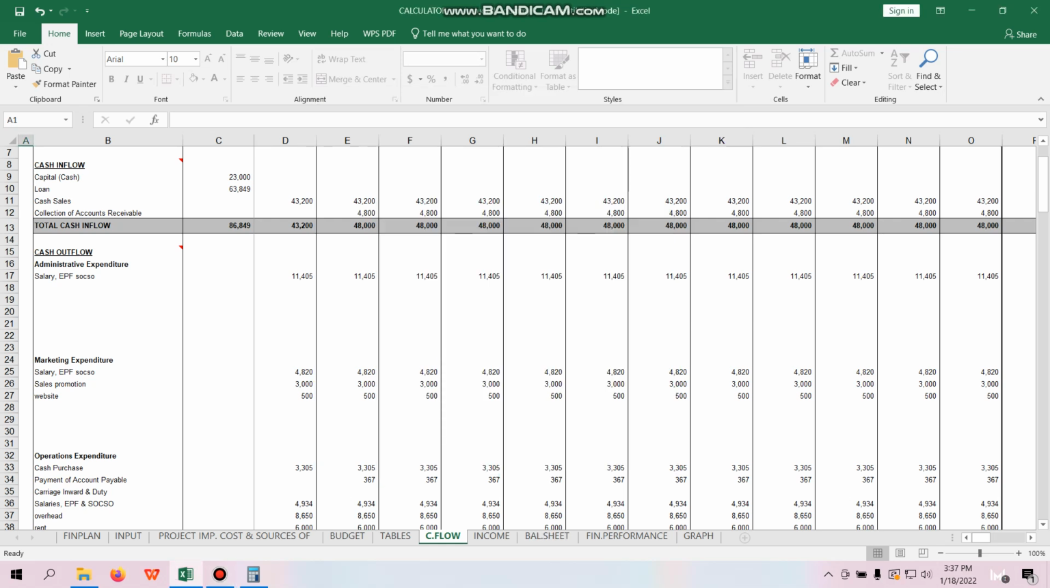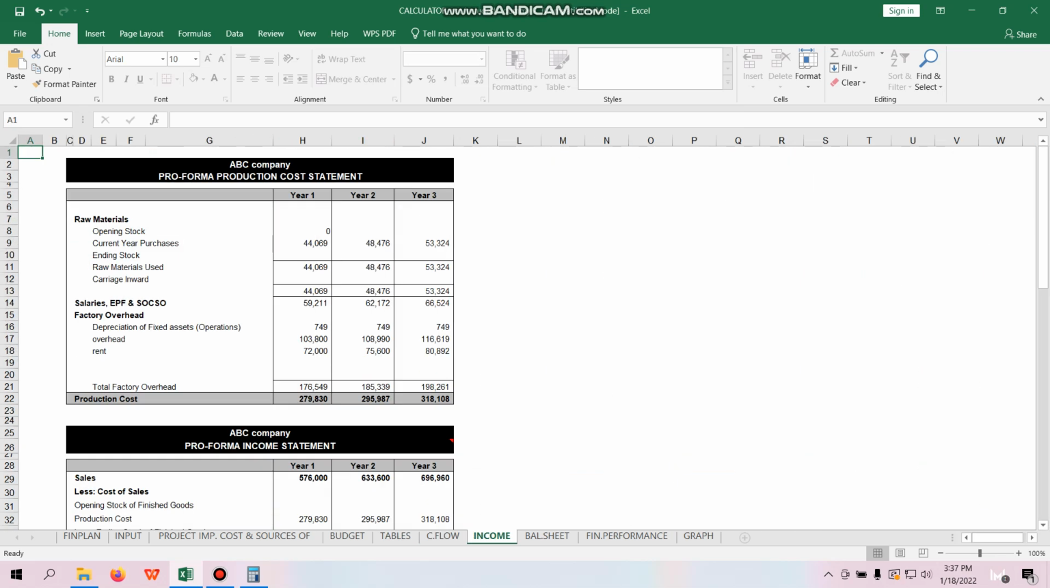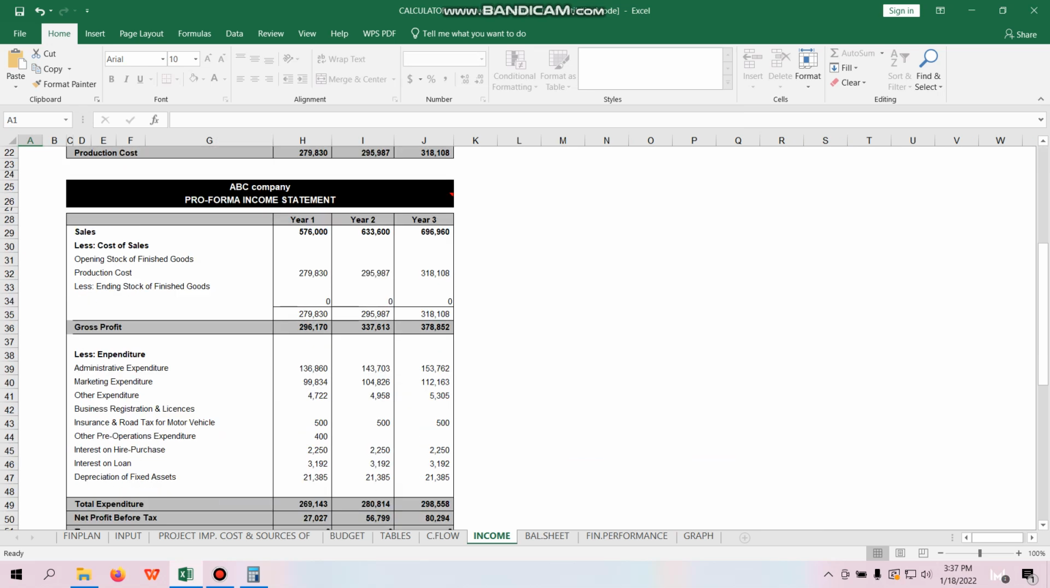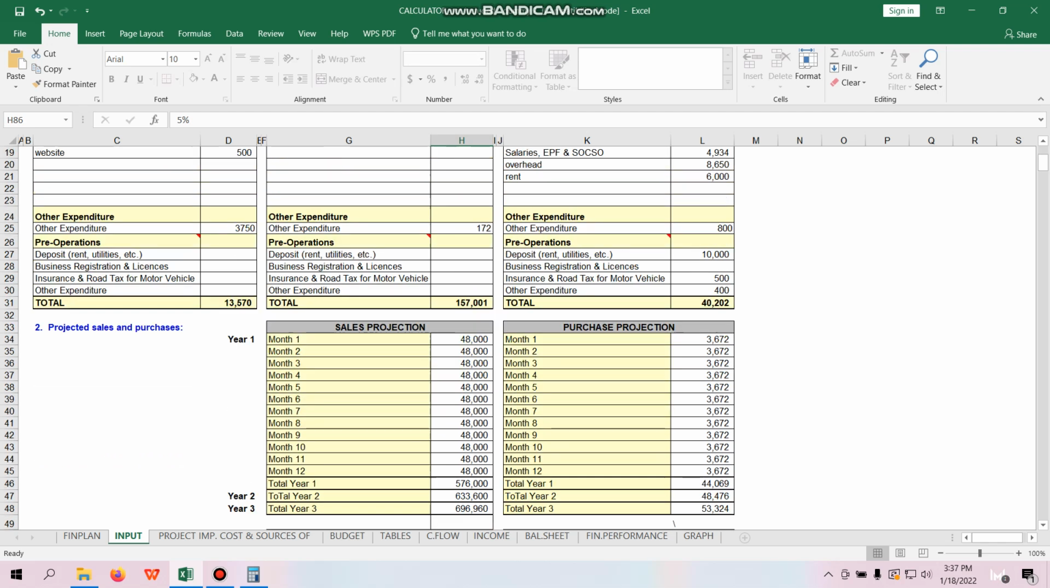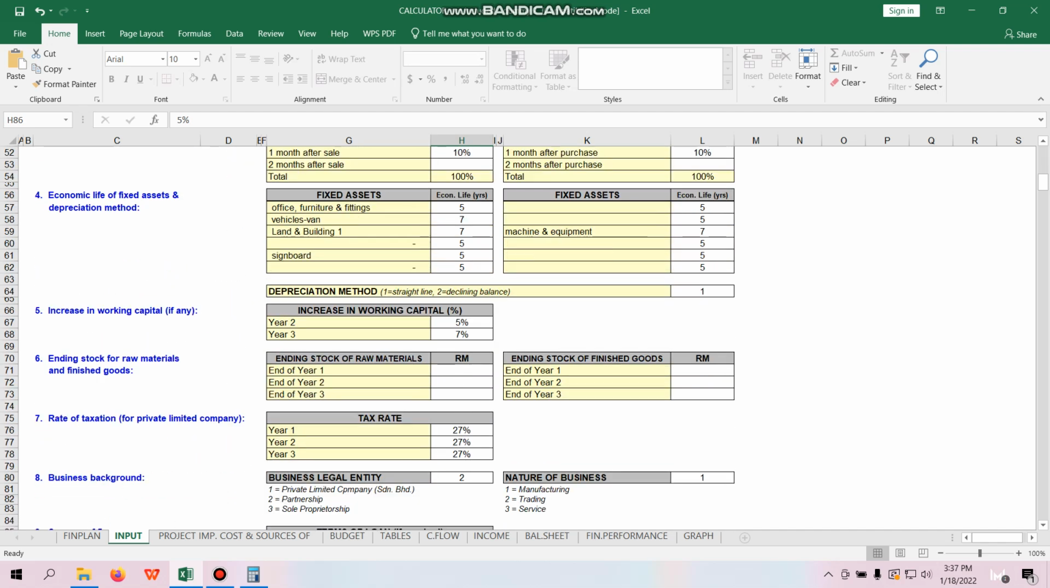Okay, the last few things that I want to show you are the cash flow report, and of course, you need to report what we call the income statement. Based on your income statement, I can say that your company here is based on the thing that you choose here. You see, you choose number one, manufacturing.